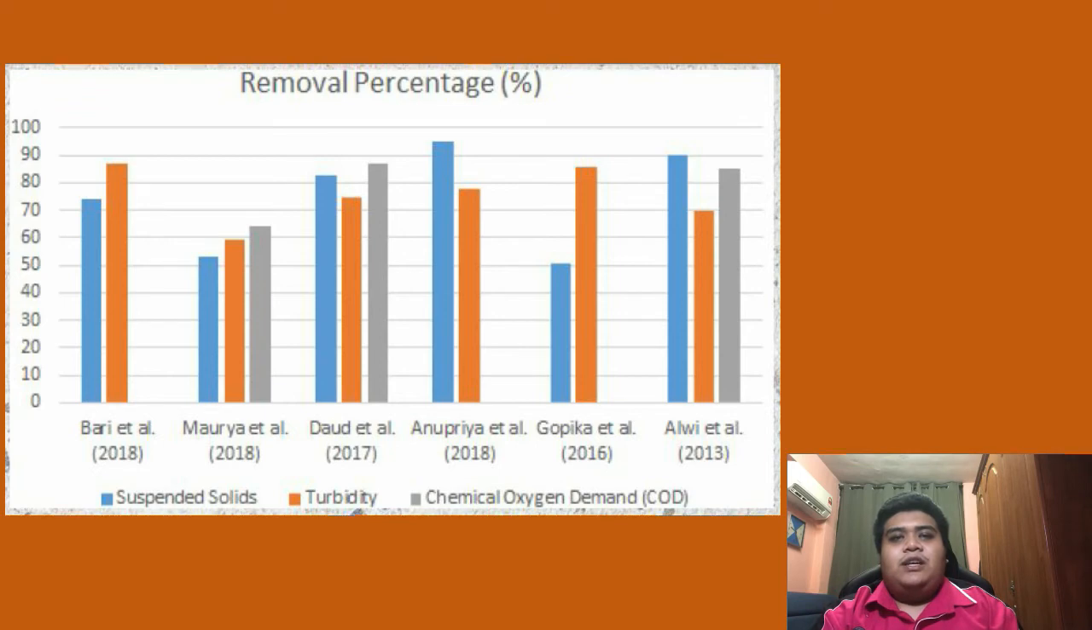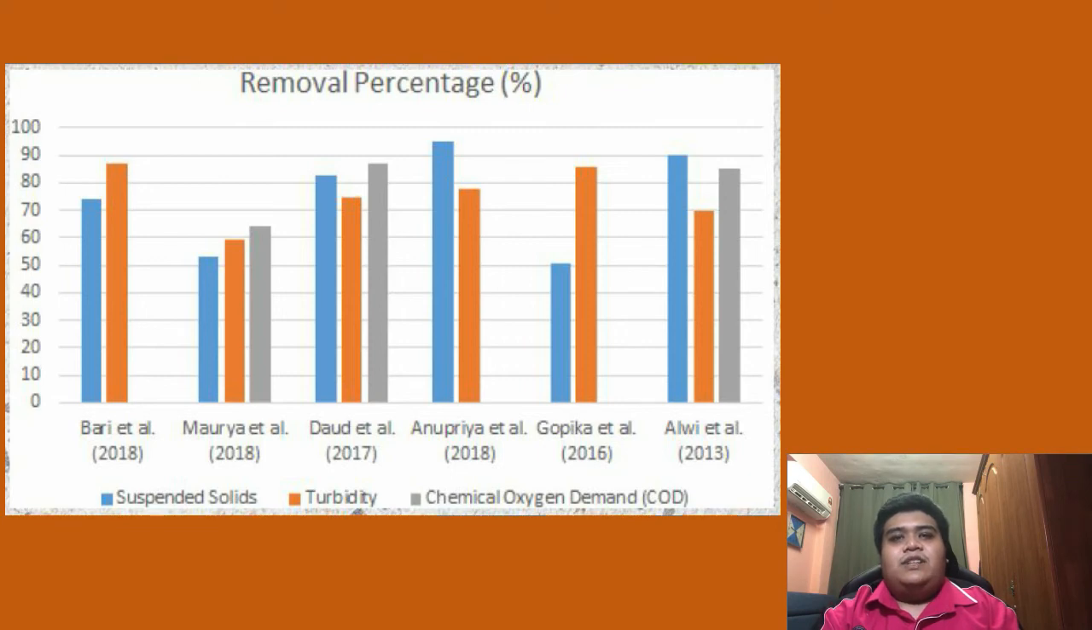As for the chemical oxygen demand value, banana stem bioadsorbent also shows its capability in reducing chemical oxygen demand in wastewater. Some of the studies even show more than 80% of chemical oxygen demand removal by the usage of banana stem bioadsorbent.